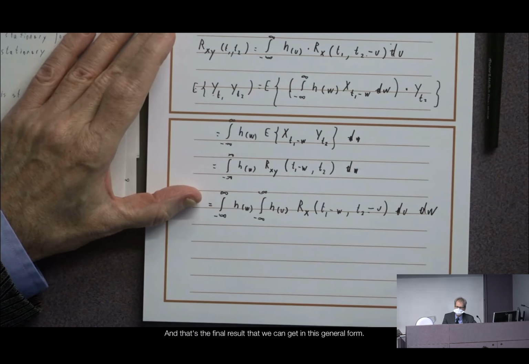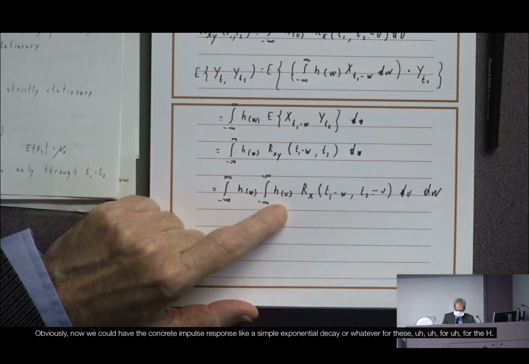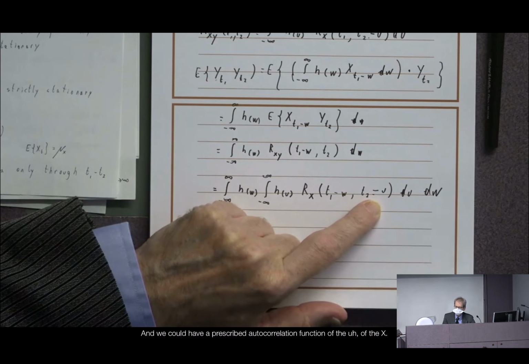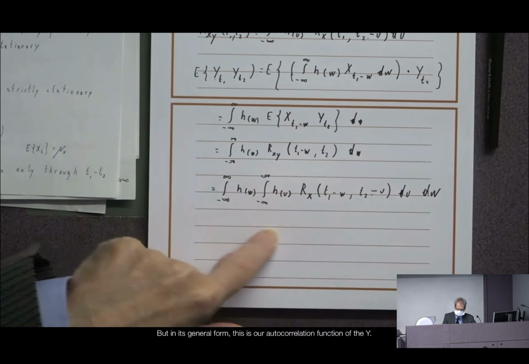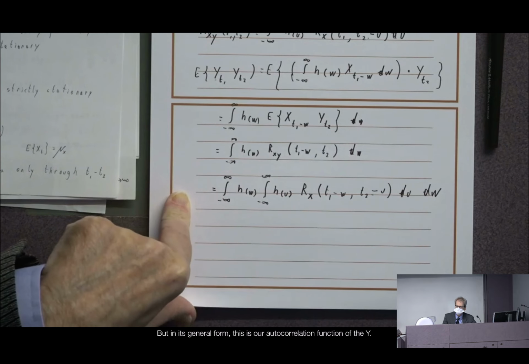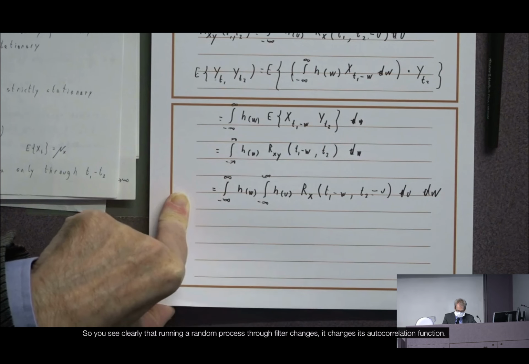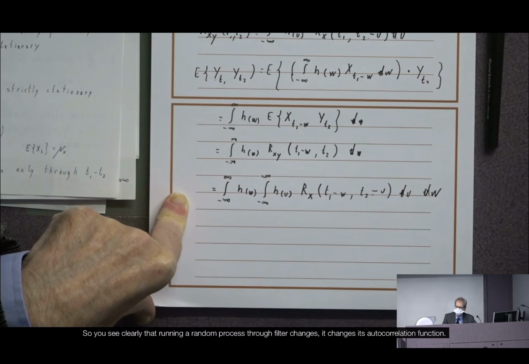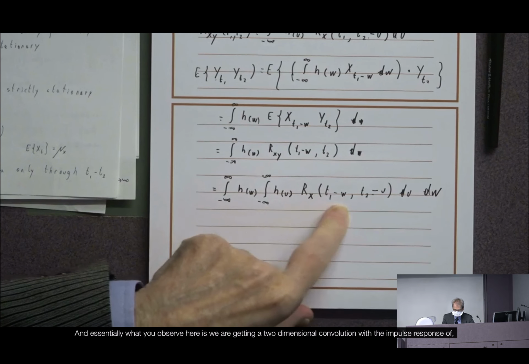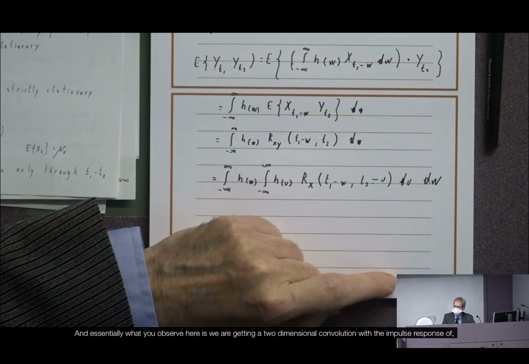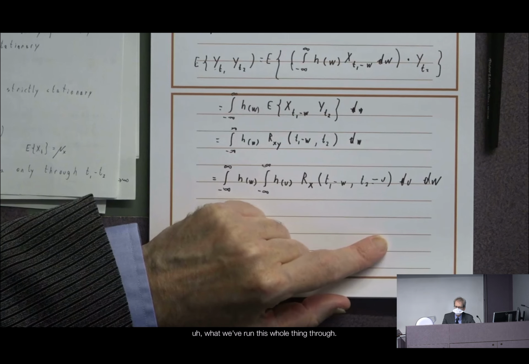Obviously, we could now have a concrete impulse response for h, like a single exponential decay or whatever, and we could have a prescribed autocorrelation function of the x, but in its general form this is our autocorrelation function of the y. So you see clearly that running a random process through a filter changes its autocorrelation function. And essentially what you observe here is a two-dimensional convolution with the impulse response of what we've run this whole thing through.